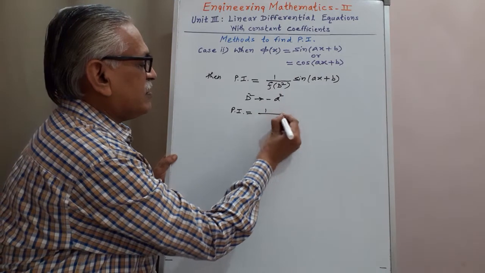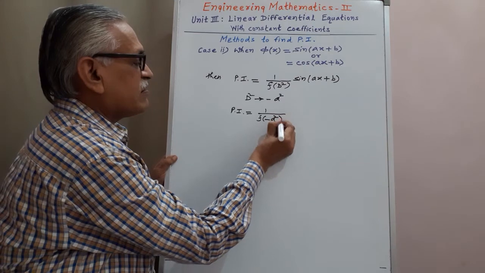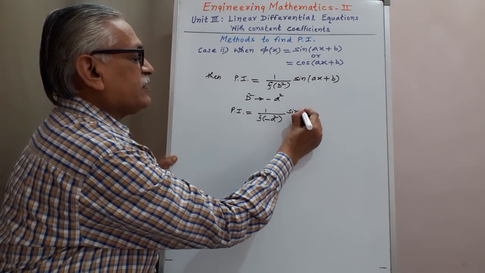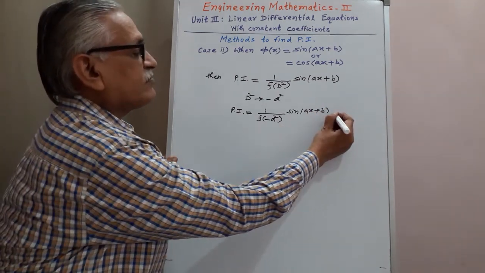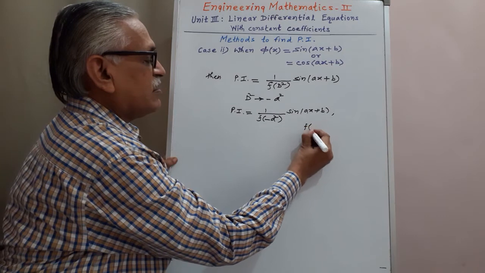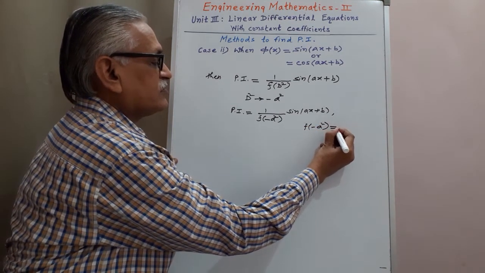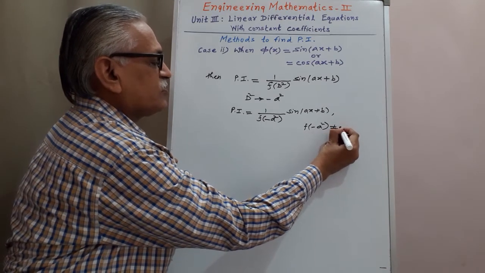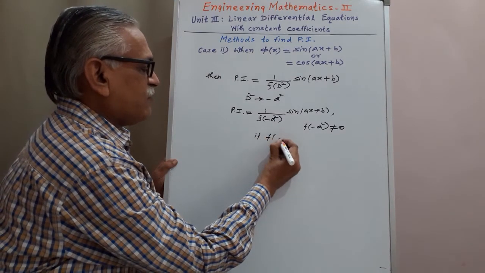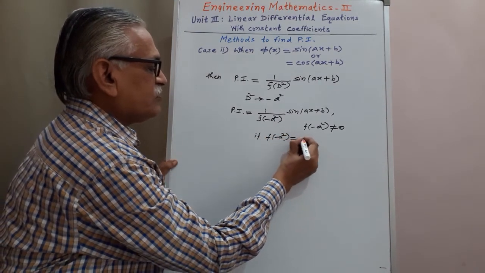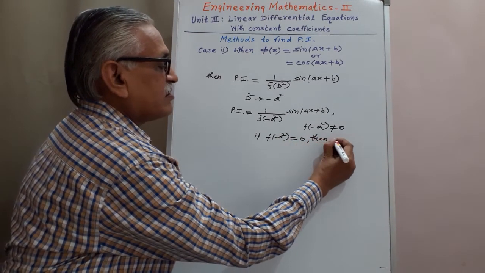1 upon f of D square replaced by minus a square, into sin of ax plus b, provided f of minus a square is not equal to 0. If f of minus a square is equal to 0, then the case fails.